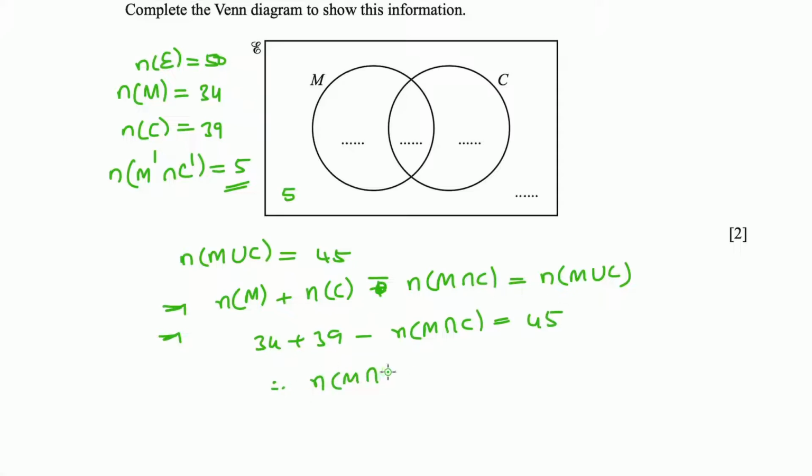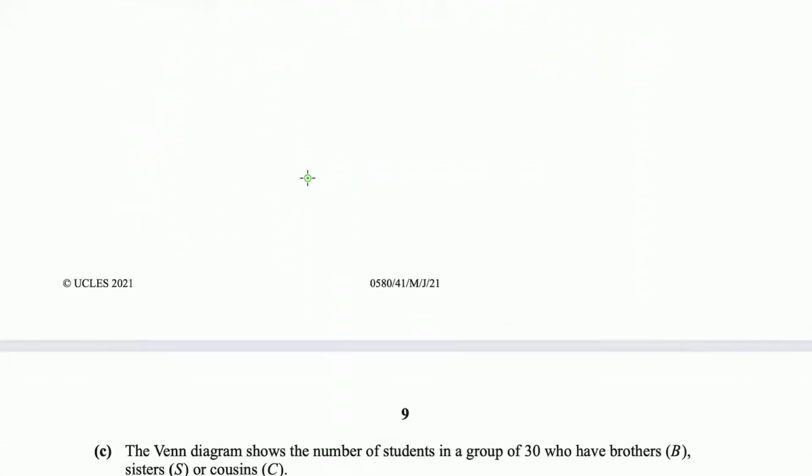So therefore n of M intersection C is equal to 34 plus 39 minus 45. So 73 minus 45, 28. So 28 students have both. And out of the entire 34 people, 28 also have computer. So this will be 6. And out of the 39, 28 are here. So this will be 11. So 5, 6, 28 and 11. Okay, so they have given a space here. So 5 comes here, not here. This completes this part.